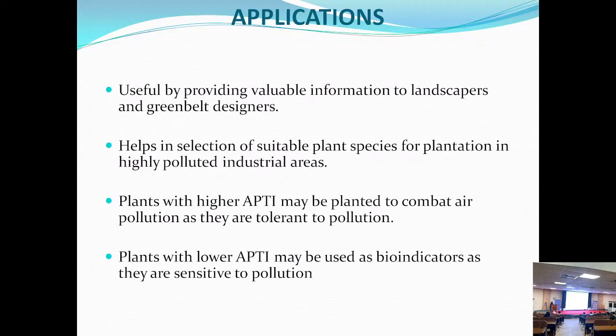So this method is useful for providing valuable information to landscapers and designers, and it helps in the selection of suitable plant species for plantation in highly polluted industrial areas. Plants with higher APTI may be planted to combat air pollution as they are tolerant to pollution, and plants with lower APTI may be used as bioindicators as they are sensitive to pollution.